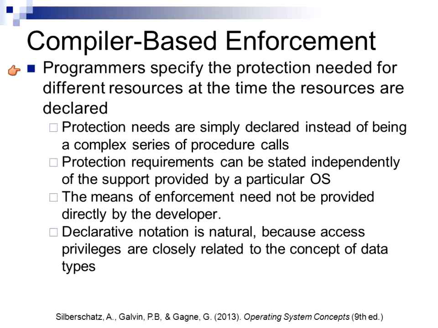Okay, so with compiler-based enforcement, when you think about it in Java, you actually specify whether a method or a variable is private, protected, or public. And then the compiler will flag things if you try to access that resource and you don't have the correct privilege to access that resource. So protection needs are declared instead of being a bunch of procedure calls. The compiler can enforce that only things that are allowed to access private variables, for example, can access those. And then the protection is stated independently of the support provided by the operating system.